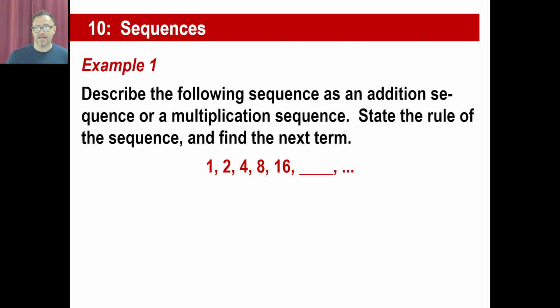Describe the following sequence as an addition sequence or a multiplication sequence. State the rule and find the next term. Well, you tell me. Pause it if you want to. What's happening each time with these numbers? Okay, you can tell. You might go, oh, look, they're adding 1. Oh, they're adding 2. Oh, wait, they're adding 4. Oh, wait, it must be multiplying. So you're doubling that number, doubling it again, doubling it. And the next number would be 16 times 2, or 32. And that's the rule: you're doubling each one. That's all. That's a sequence.